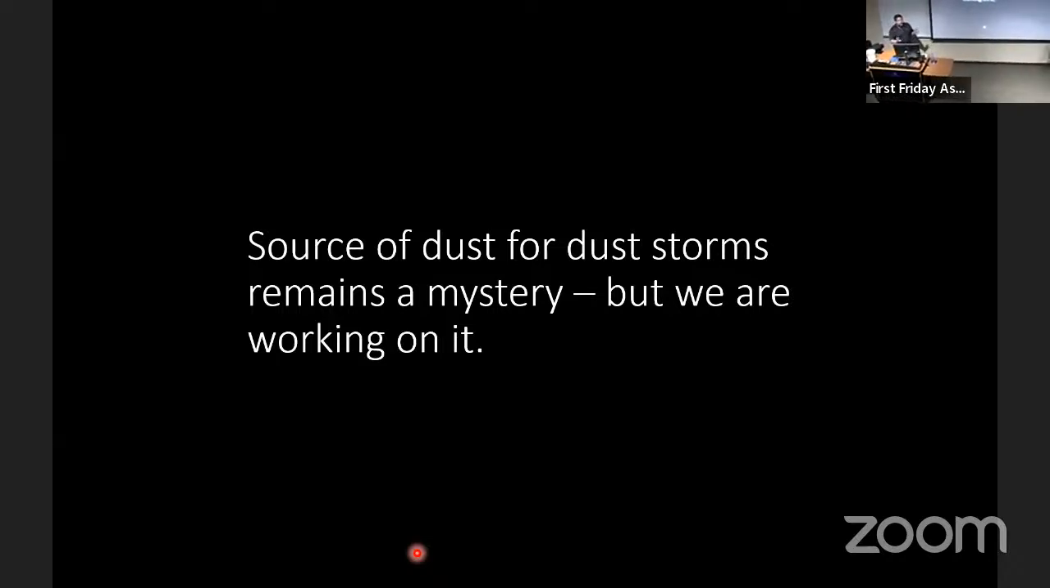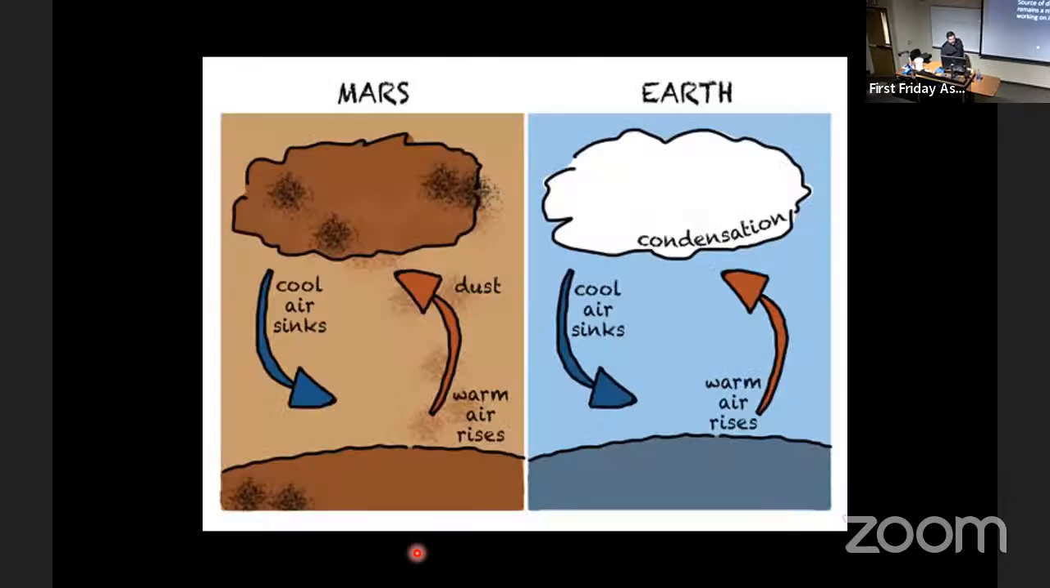We're not sure what the source is. We don't know which one it is, and we're still working on it, but those are our working hypotheses right now. Then the other trick is once you get dust in the air, to get the dust storm, you just need to get enough dust in the air that it starts feeding on itself. It's what's called a positive feedback loop. You put more in, it sucks up more.